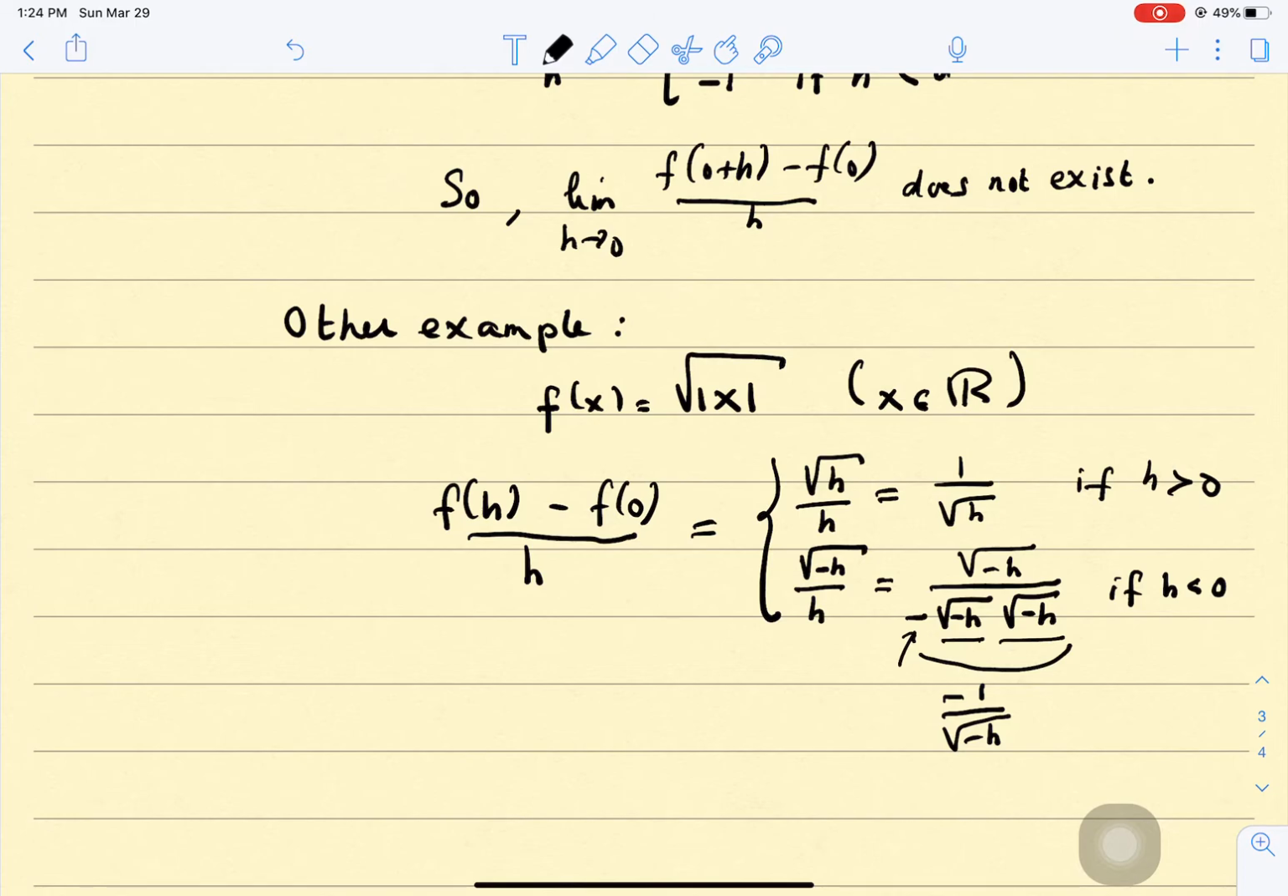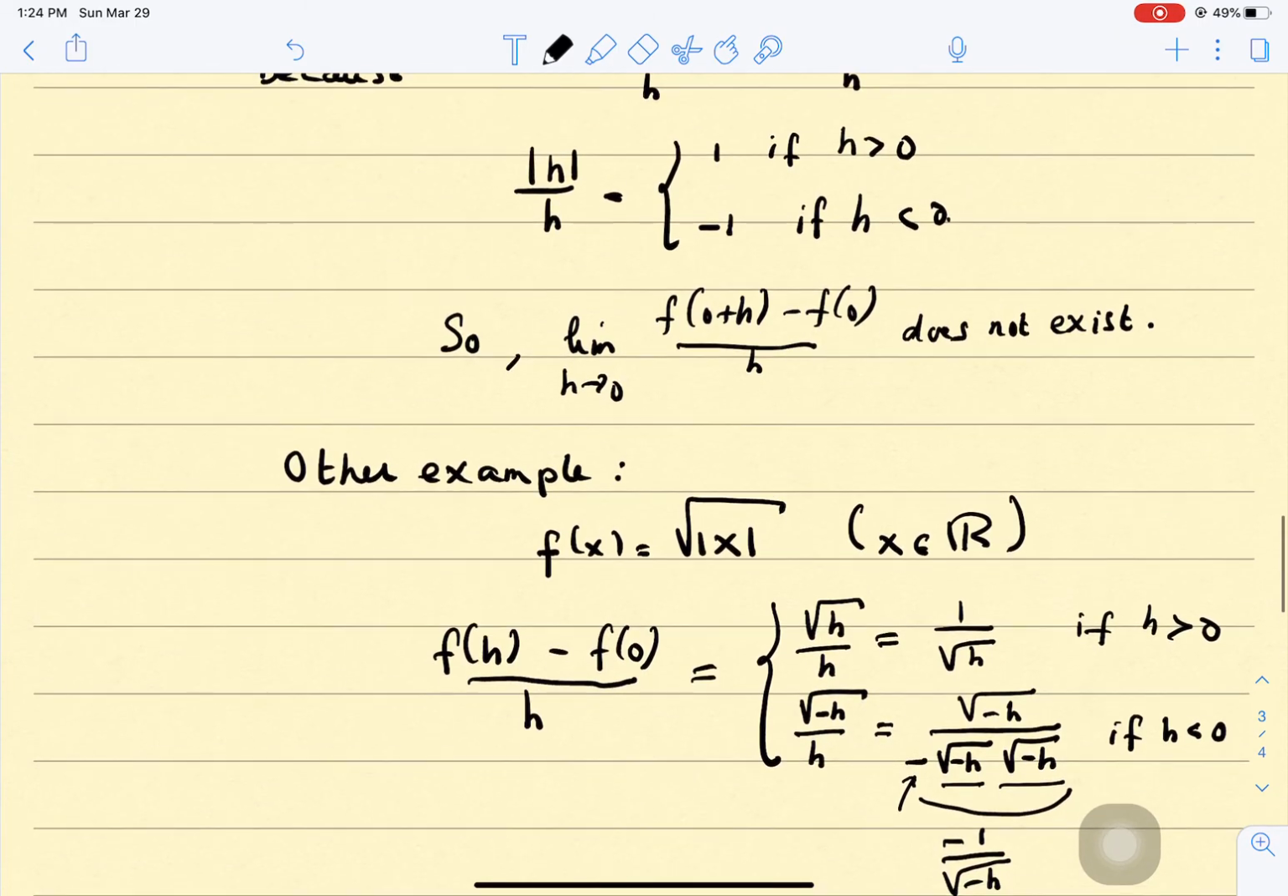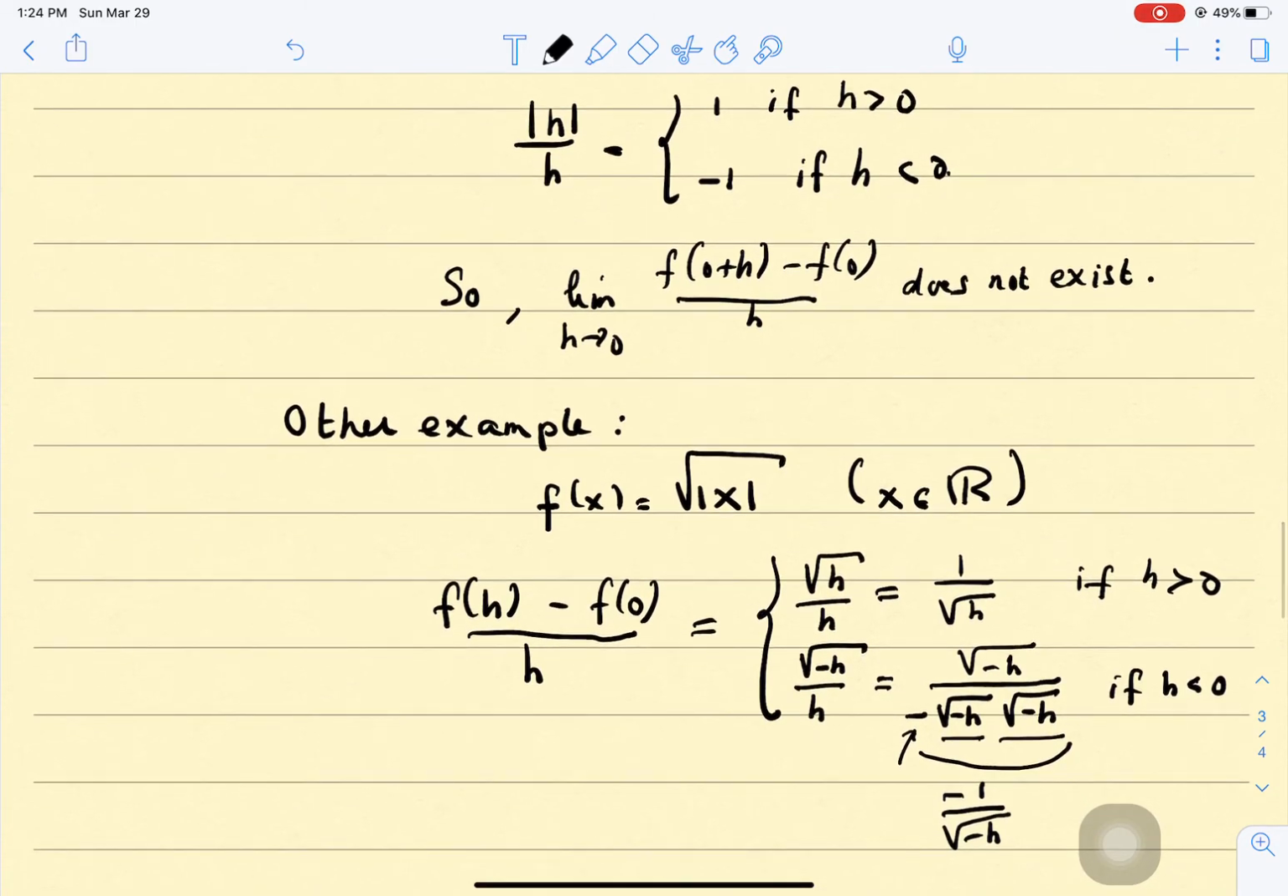In a more dramatic way than in the previous example, because it does not exist for two reasons. First of all, that square root in the denominator is going to get small, and therefore the quotient is going to be large. And also, I have that behavior on both sides.